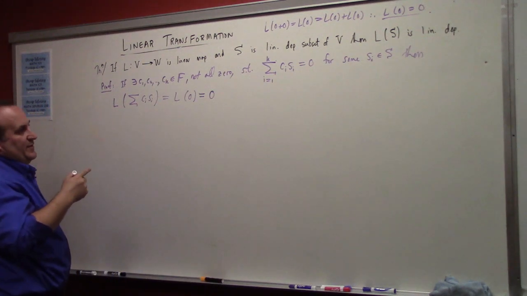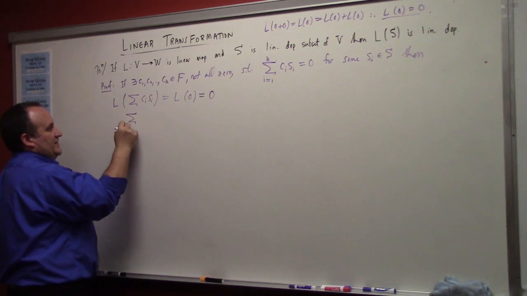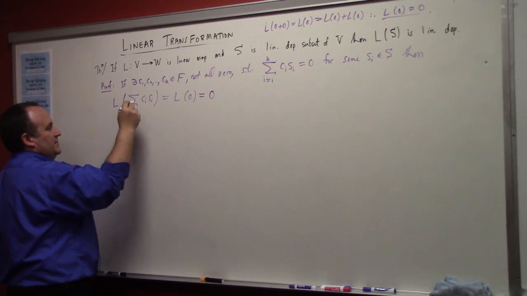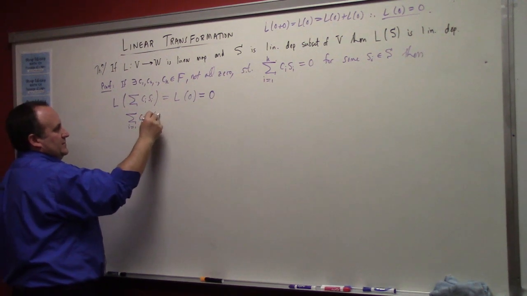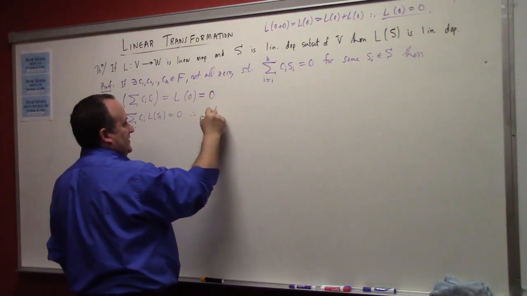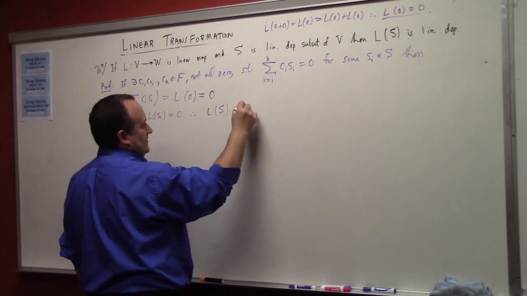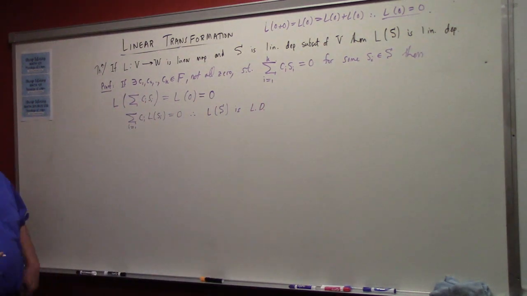My point here is that by properties of linear transformation, we can pull the summation out using additivity and homogeneity of the linear transformation. Therefore, L of S is linearly dependent, because we've just shown that there exists a non-trivial linear combination of vectors. What did I just say? Vectors in the image L of S.